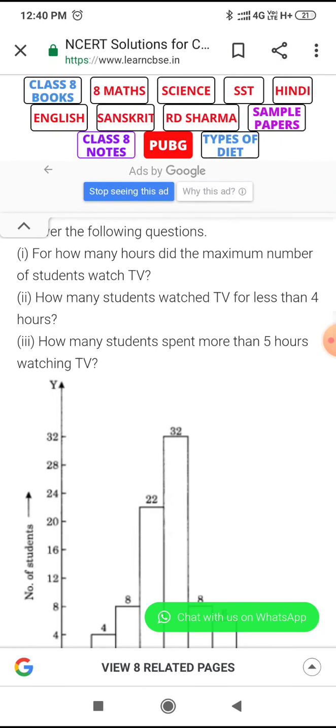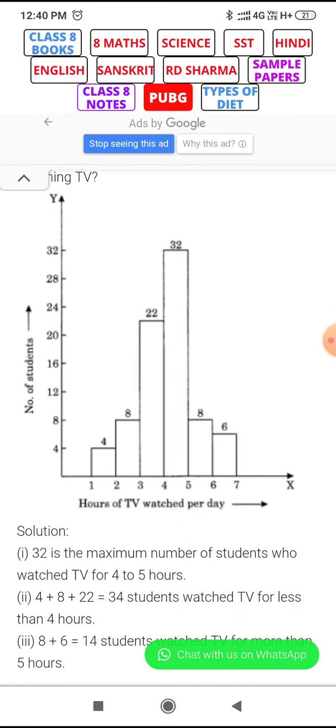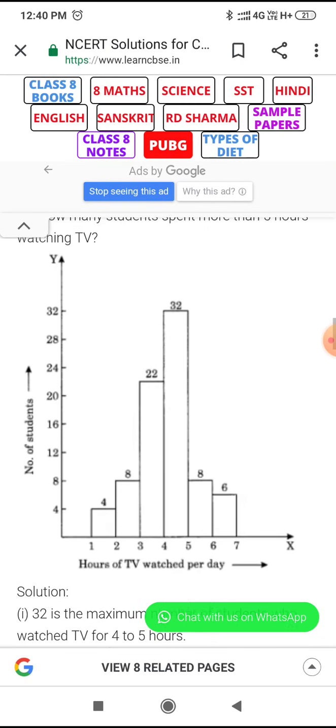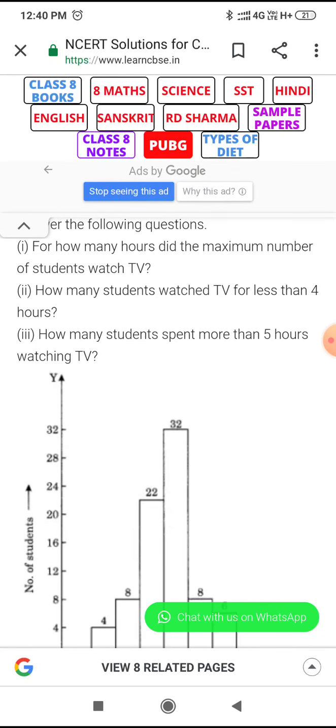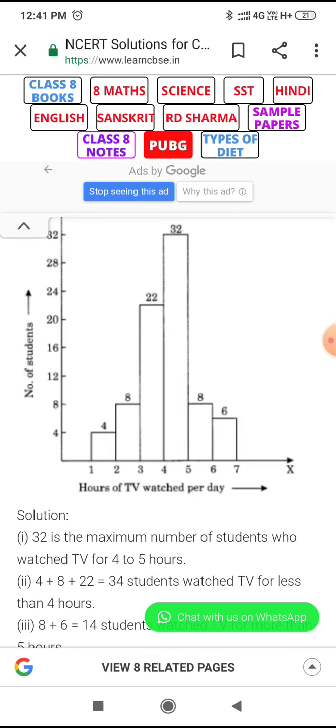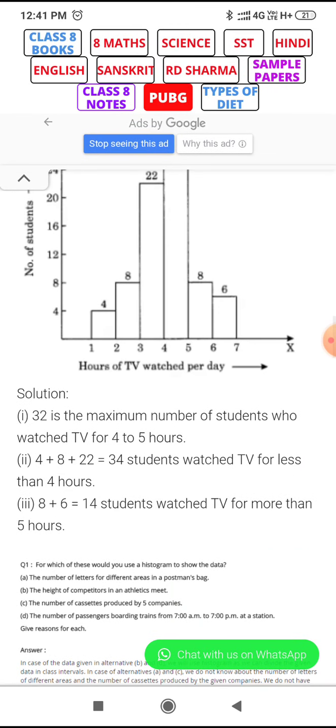In the second part, how many students watch TV for less than 4 hours? For this, we add all the frequencies which are less than 4. So we add 22, 8 and 4. We have 34 students who watch TV less than 4 hours. In the third part, how many students spent more than 5 hours watching TV? For more than 5 hours, we add the frequencies for 5 to 6 and 6 to 7. It means 8 plus 6, and 14 students watch TV for more than 5 hours.